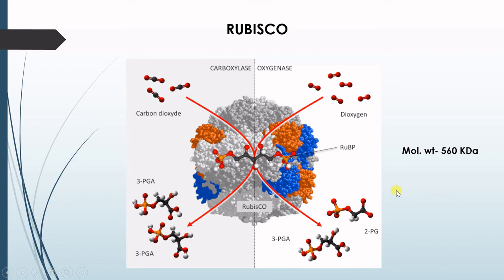Rubisco is a very heavy protein with a 560 kilodalton molecular weight also. So these are all about the unusual properties of Rubisco. This is a very important enzyme regarding the C3 cycle, so you have to remember all the points regarding Rubisco. Okay.